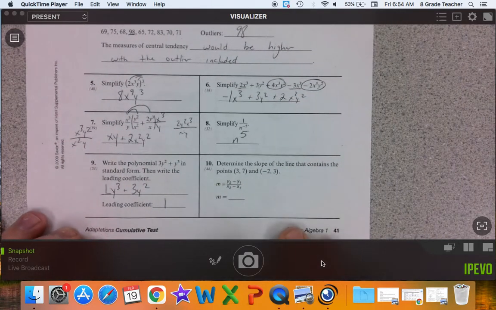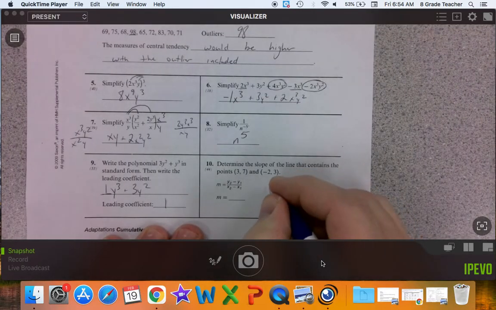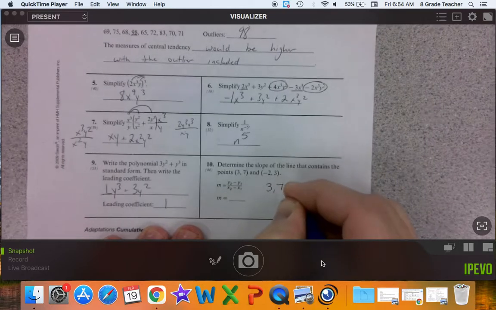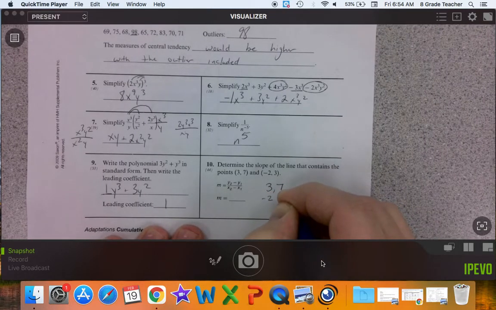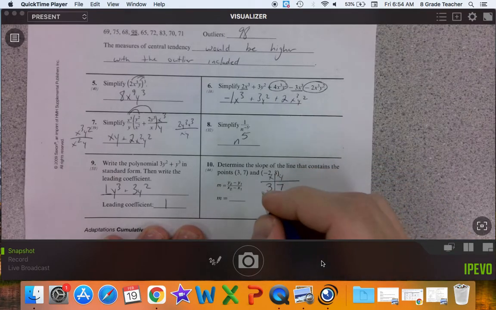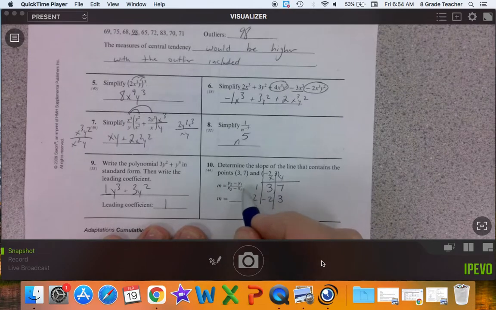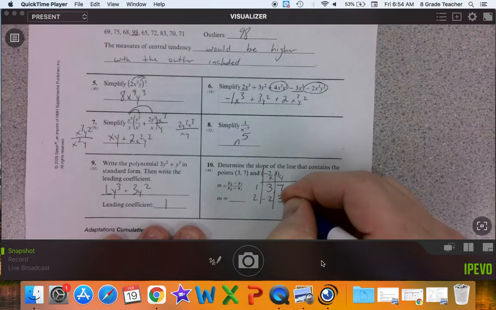Number 10, determine the slope of the line that contains the points 3, 7 and negative 2, 3. Here I'm going to put it into this format, but I use my little chart to set this up. 3, 7 and negative 2, 3. This is my x's and these are my y's, right? And then I'm going to number these. These are my 1s and these are my 2s. So I rewrite in this form from this chart. This is y2, this is y1.